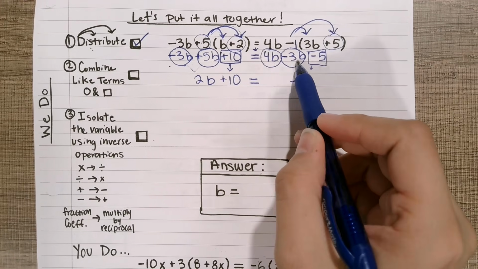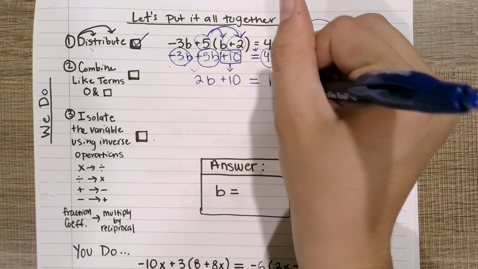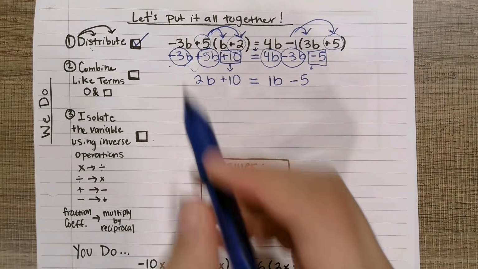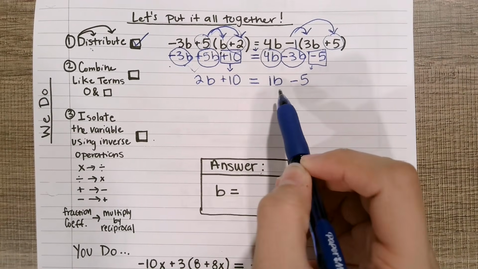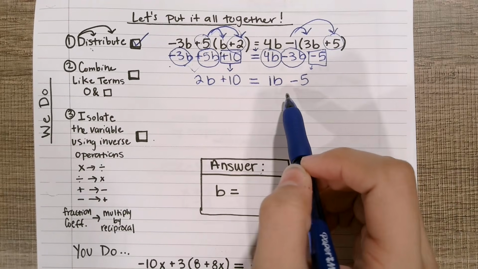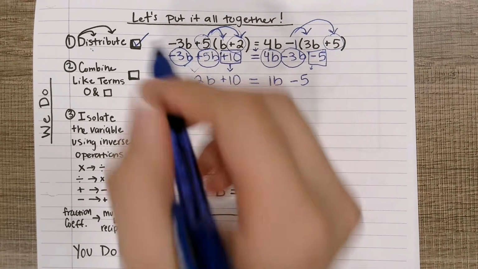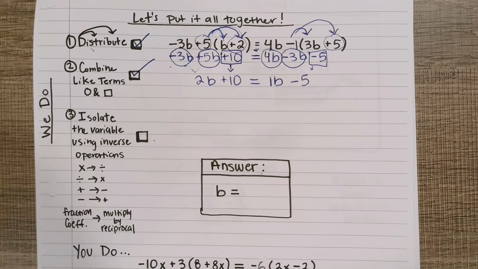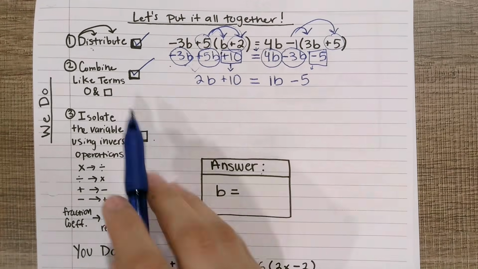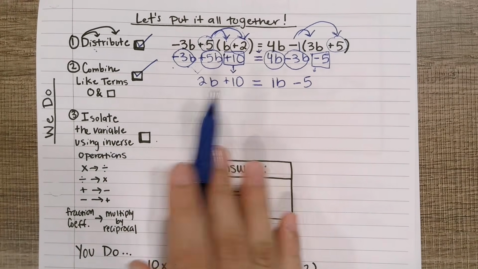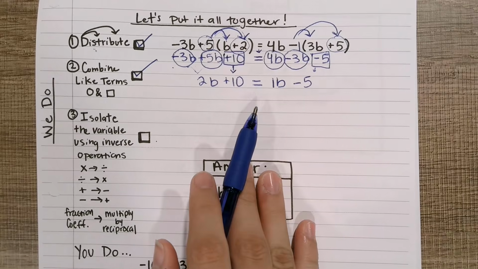4b minus 3b is 1b. So now I have 2b plus 10 equals 1b minus 5. There's no more terms to combine. So I'm done with combining like terms. Notice how when we just break it down in steps, it's not so scary looking, right?